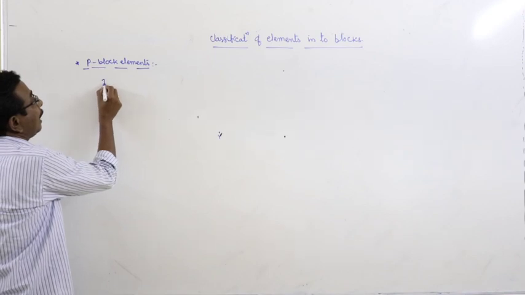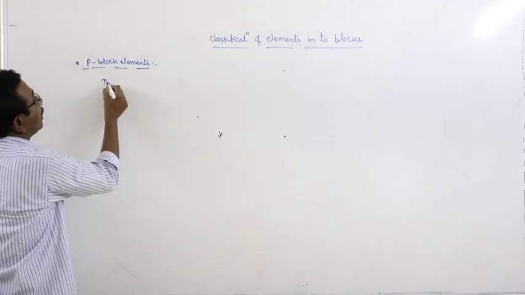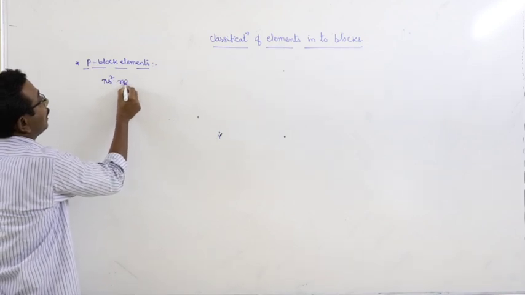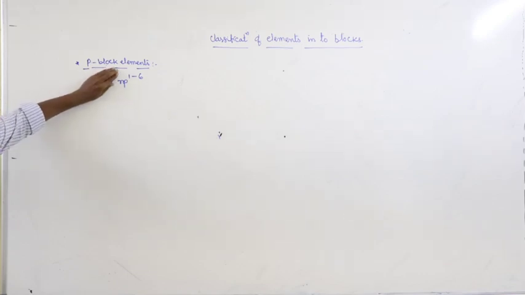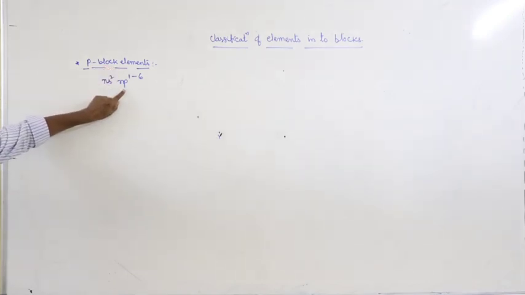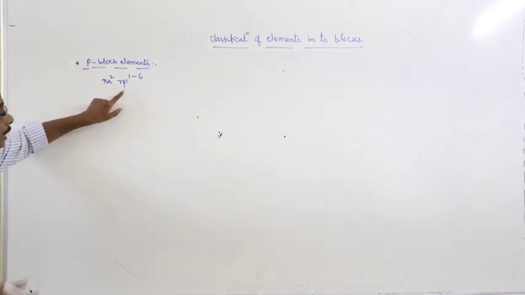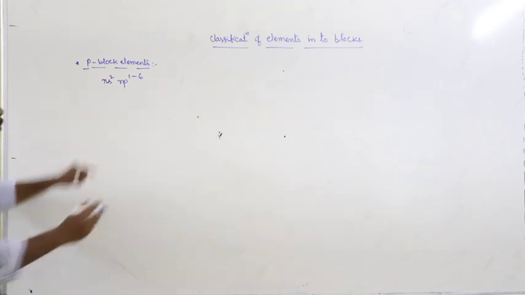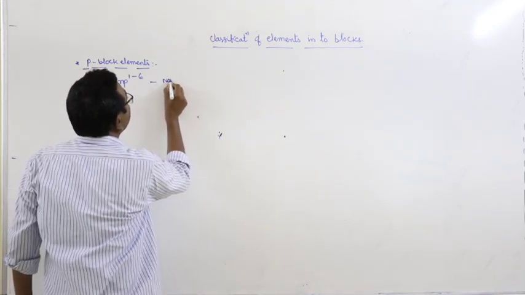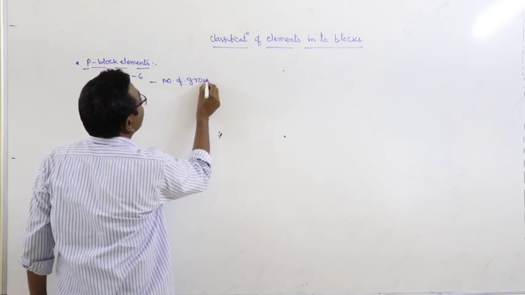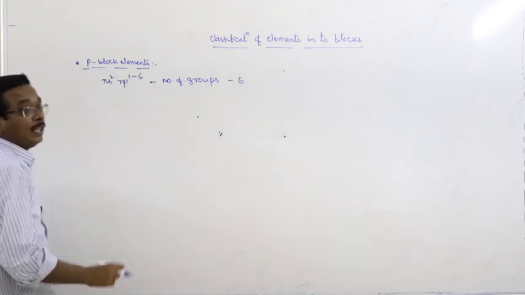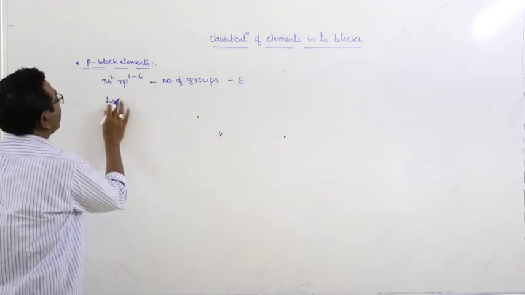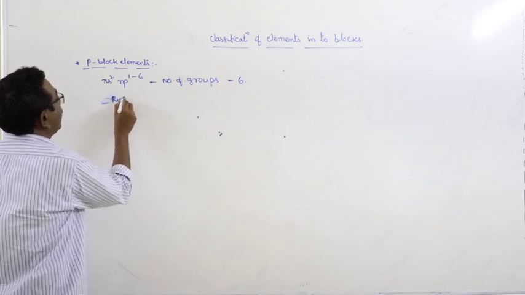Here, the general electronic configuration of P block elements is ns2 np1 to 6. Here you have no need to think about the S. This is the outermost P orbital or outermost P subshell. How many electrons can be accommodated in the P subshell? 6. So the total number of groups that can be accommodated in the P block is equal to 6. In the long form periodic table, they are present at the right side.